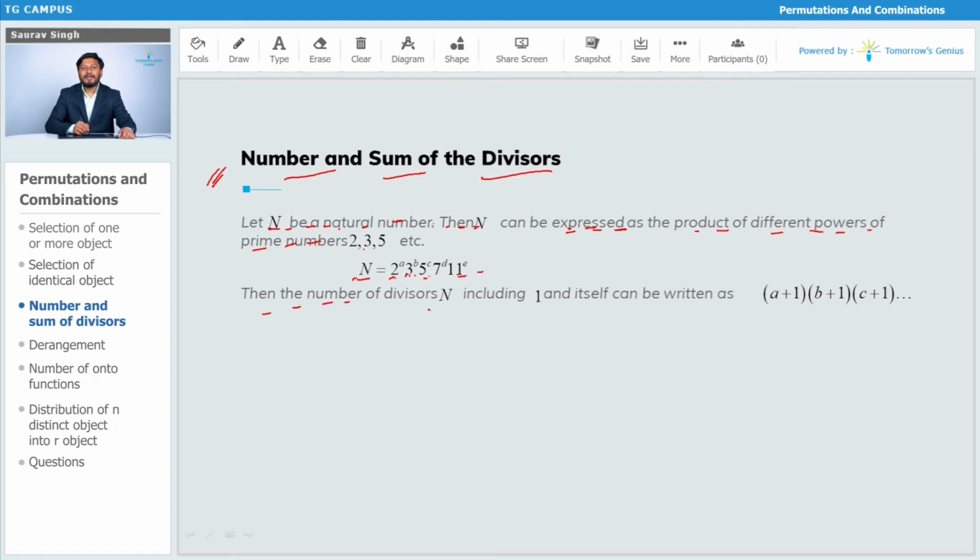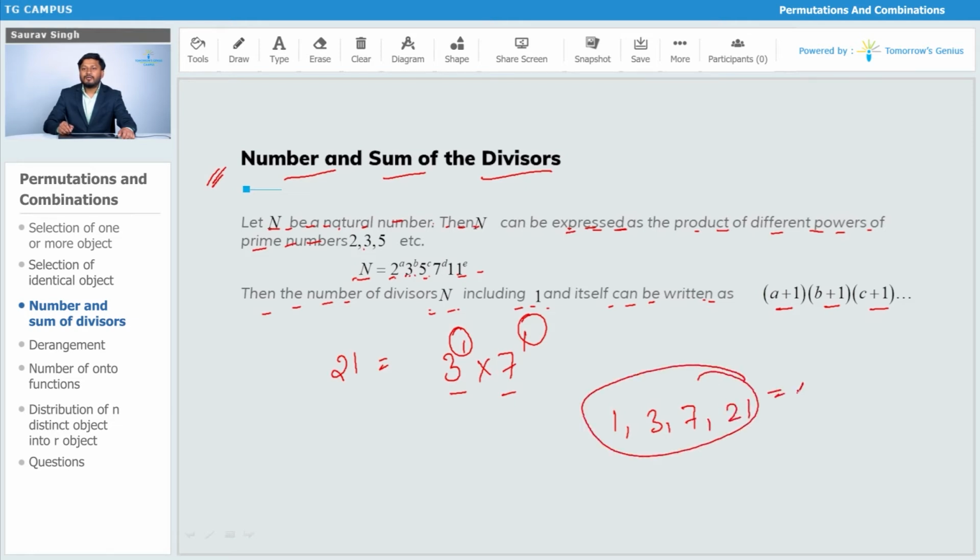Then the number of divisors of n, including 1 and itself, can be written as (a plus 1)(b plus 1)(c plus 1). Suppose we have 21. Its prime factorization can be written as 3 raised to the power 1 into 7 raised to the power 1, where 3 and 7 are prime numbers and these are their powers. So the factors of 21 are 1, 3, 7 and 21. Total 4 factors.